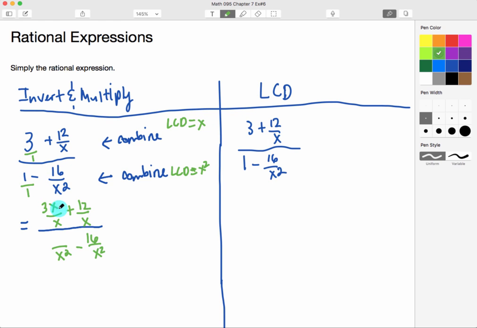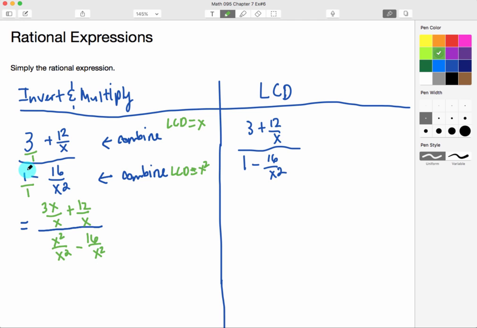So 1 over 1 is the same thing as x squared over x squared. So 1 times what made x squared? X squared. So that means the numerator needs to be multiplied by x squared. Now I can also see that, again, I did this right because x squared divided by x squared is 1, just like the blue 1 that I started with.